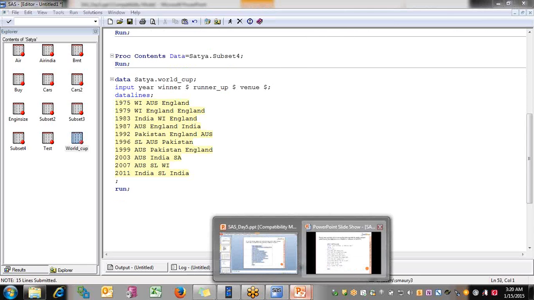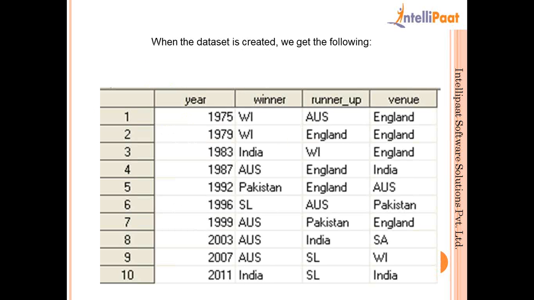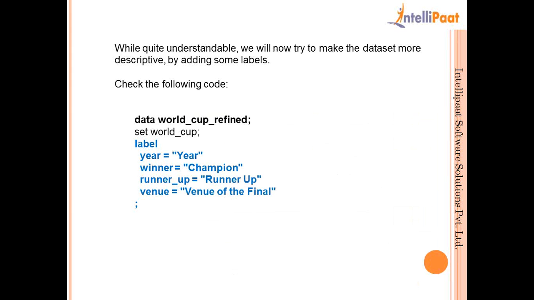And then let's see how they are going to create labels. When the data set is created, we can get the following, as I have already shown you. Now, while quite understandable, we will try to make the data set more descriptive by adding some labels. Check the following code.